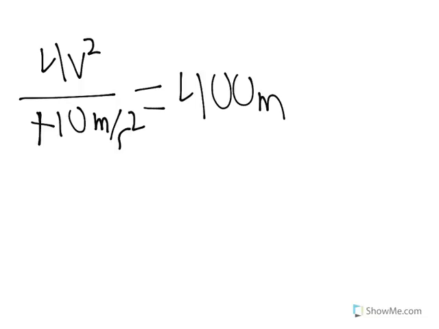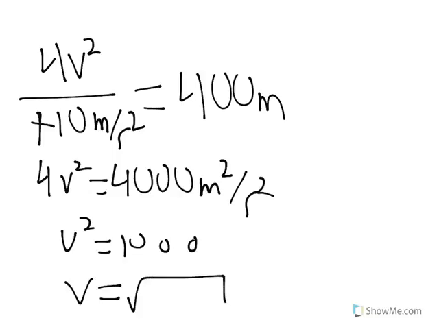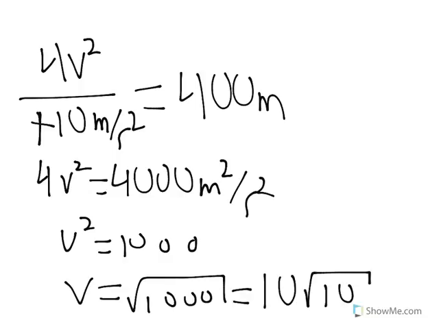So now we have this. So now we multiply by 10 meters per second squared on the bottom. And now we're given that 4 velocity squared equals 4,000 meters squared per second squared. So all we have to do is divide by 4. Velocity squared equals 1,000. Now we know velocity equals the square root of 1,000, which is 10 square root of 10. And this is approximately 31.6 meters per second.